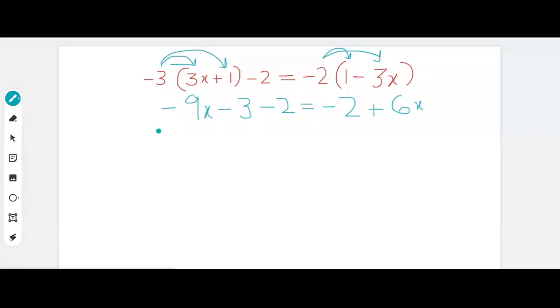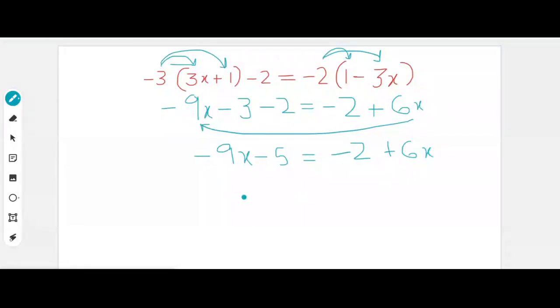Okay, now what is the next step? We need to make sure that we have x on the left hand side of the equation. So I'll bring this to the left side, but first we'll simplify. Negative 9x, you can see that we can simplify minus 3 and minus 2. Same signs, we always add, and the sign will remain the same. So minus 3 minus 2 becomes minus 5, which is equal to minus 2 plus 6x.